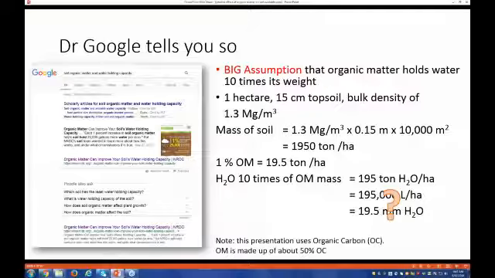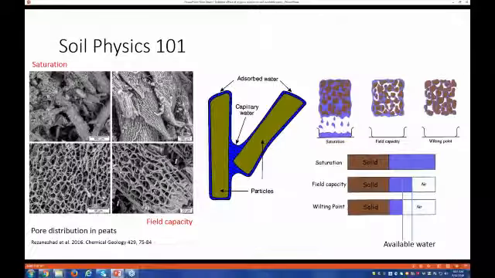So before we go through the research and the results, I want to go through a simple soil physics explanation about how soils hold water. Pardon me for those who know this, but because this is a wider audience, I need to go through some simple explanation of how soil holds water.